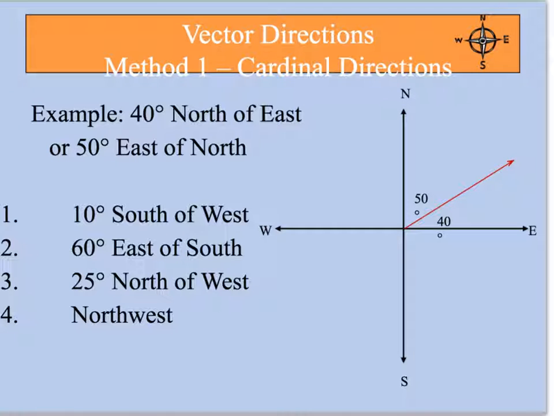Well, 25 degrees north of west is our next one. 25 degrees north of west, that would be this direction. And 25 degrees, we certainly know that's not halfway, that's less than halfway, so something about right there maybe. Well, what's 90 minus 25? 90 minus 25 is 65, which means this angle here is 65 degrees. And instead of saying north of west, we would say 65 degrees west of north.